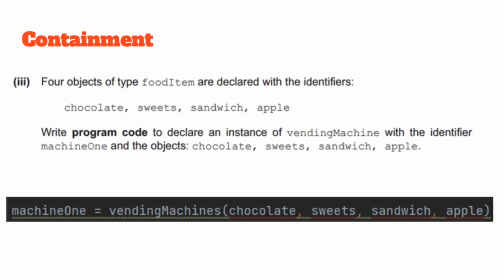Okay, finally, we've got 4 objects of type food item that are declared with the identifiers chocolate, sweets, sandwich, and apple. Write program code to declare an instance of vending machine with the identifier machine1 and the objects chocolate, sweets, sandwich, and apple. And this is pretty straightforward. All you need to simply do is write machine1, which is going to use the vending machines class, and it's going to have 4 items: chocolate, sweets, sandwich, and apple, and that's going to be put into the class. So 2 easy marks here.